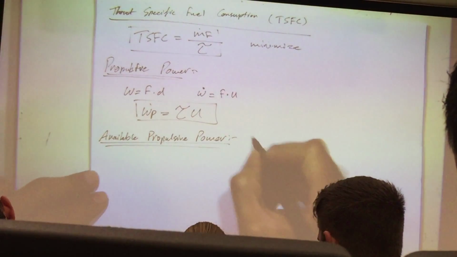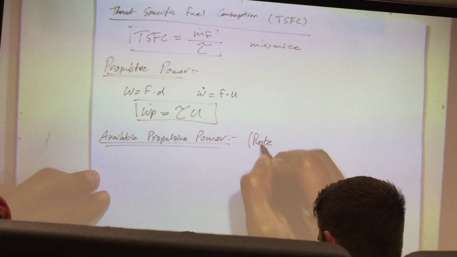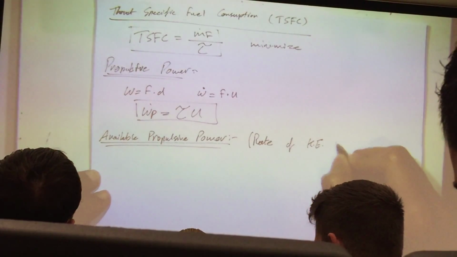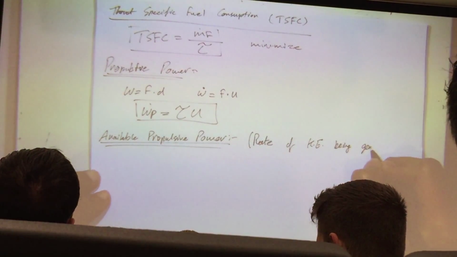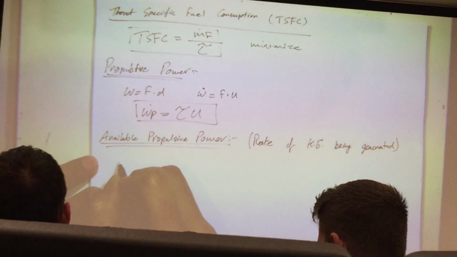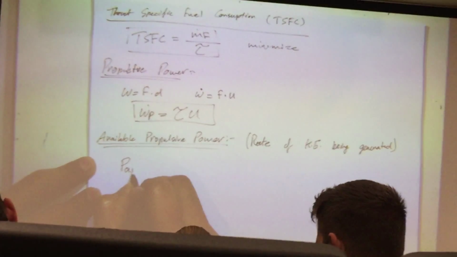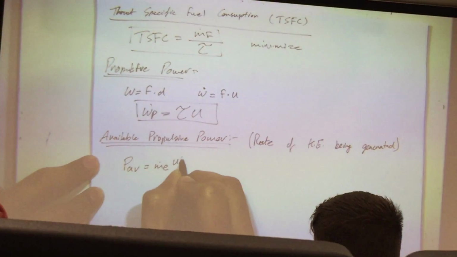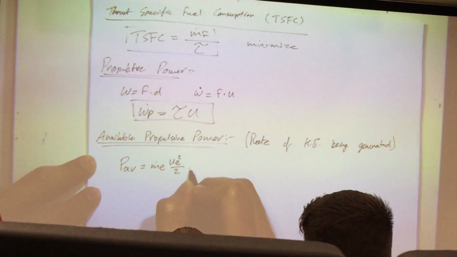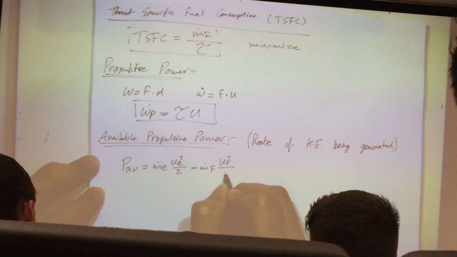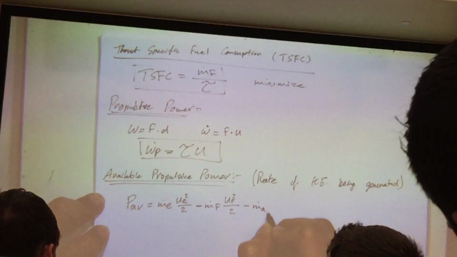So let's write the rate of kinetic energy being generated. So the propulsive power available is equal to m dot exit multiplied by u exit squared divided by 2, minus m dot f u f squared divided by 2, minus m dot of the free stream u squared divided by 2.